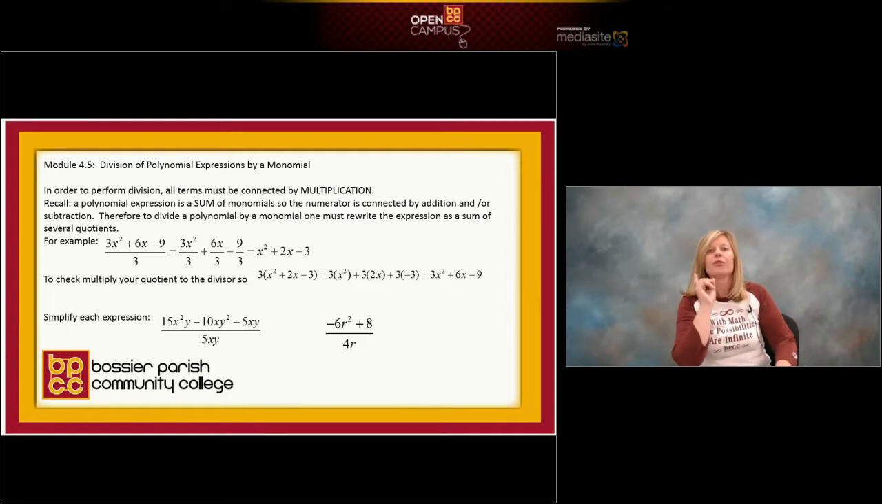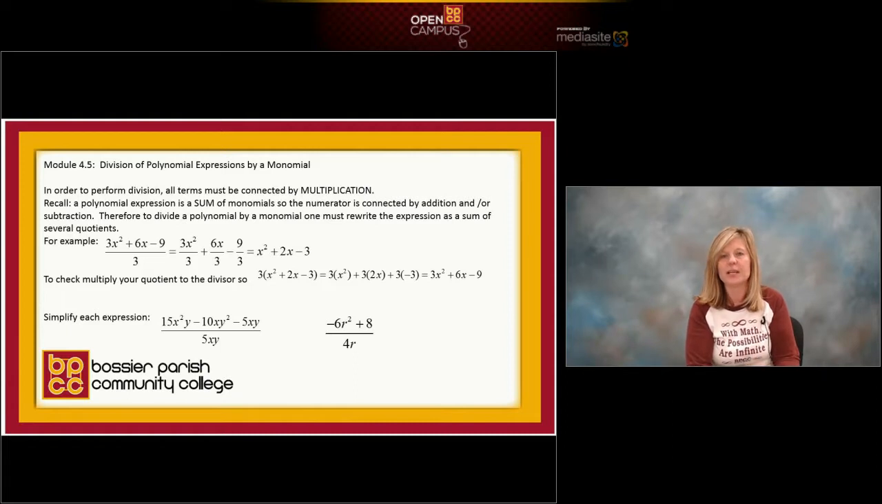3. The first problem is you've got to think about concepts. The fraction bar means to do division, and we've already discussed in order to do division, you must be connected by what operation? That's right, multiplication. Well, 3x squared plus 6x minus 9 is not connected by multiplication. So you cannot start jumping in and dividing.